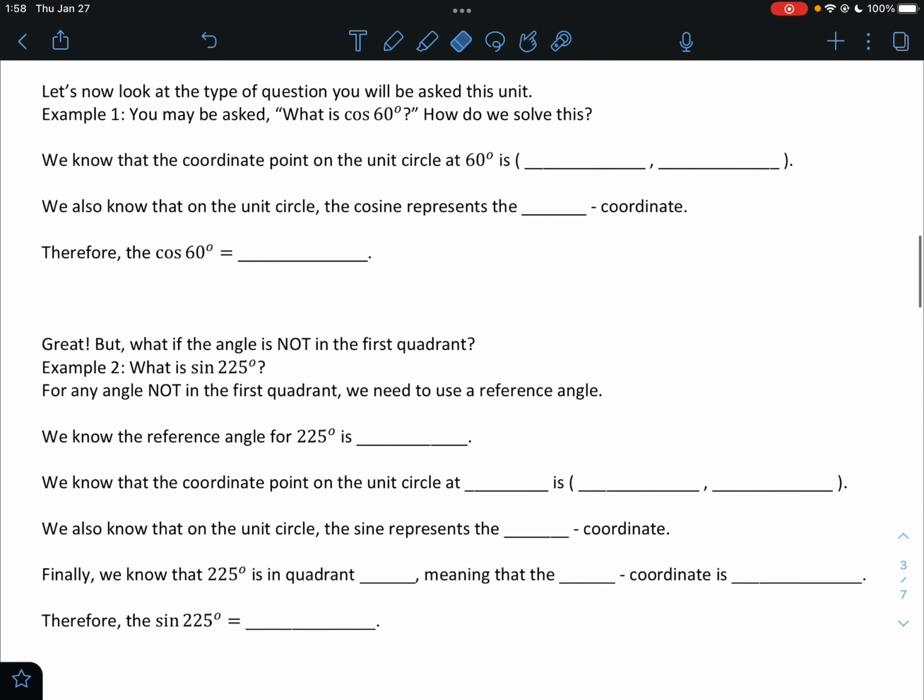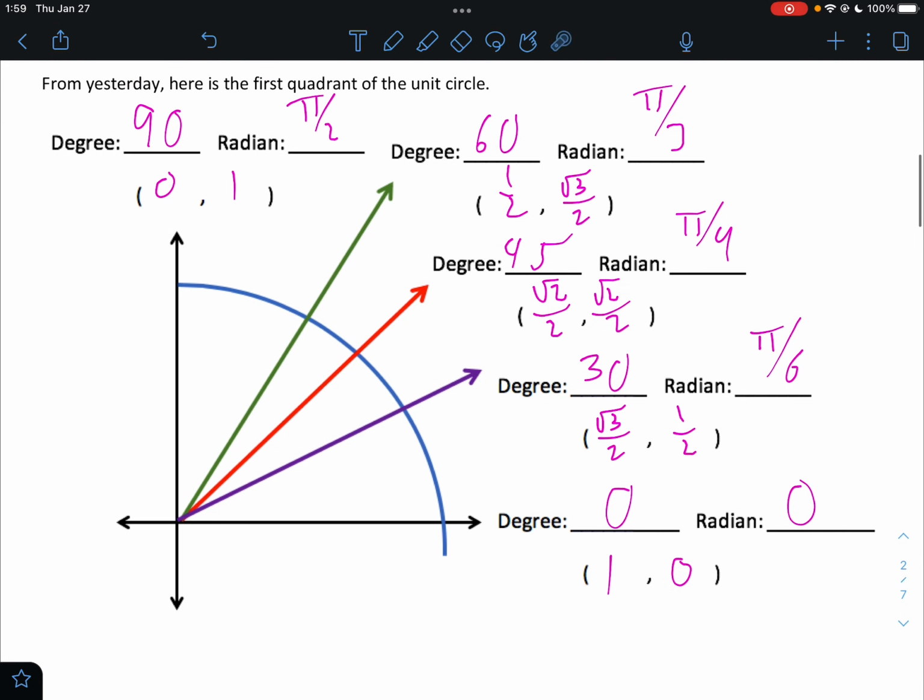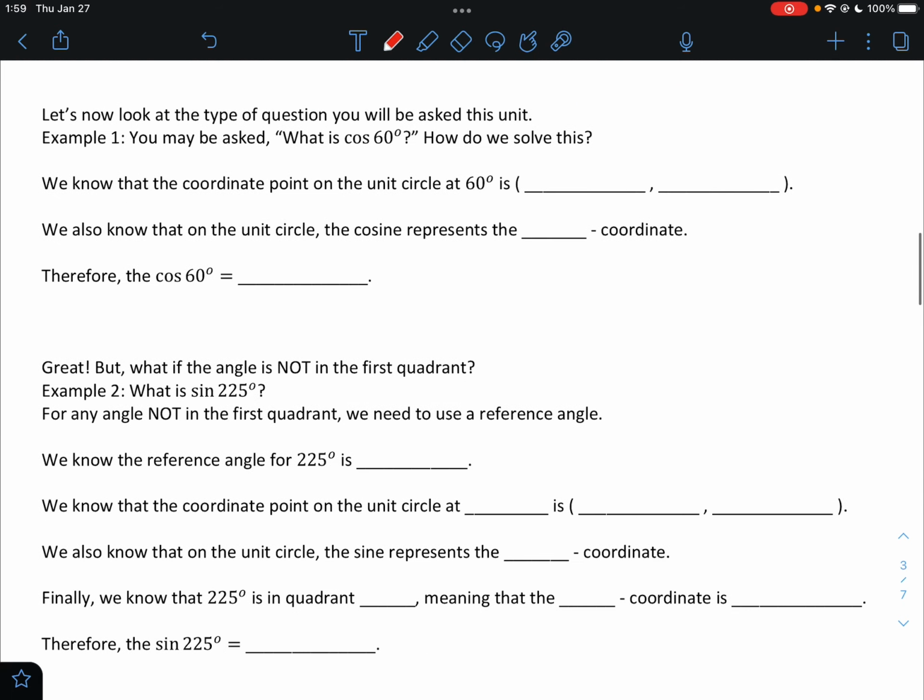So now we're going to start looking at some problems. Here are some types of questions we're going to be looking at in this unit. Example 1 says, you may be asked, what is the cosine of 60? How would we solve this? Our first thought should be, what is the coordinate point at 60? If you don't know that off the top of your head, you need to know that soon. But if you don't know that, let's go back to our first quadrant. At 60, the coordinate point is 1/2 comma root 3 over 2.